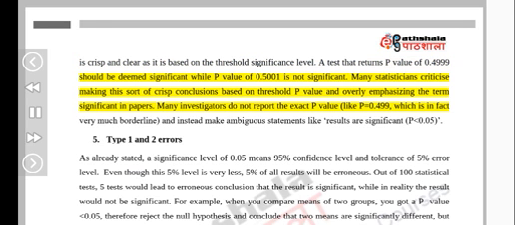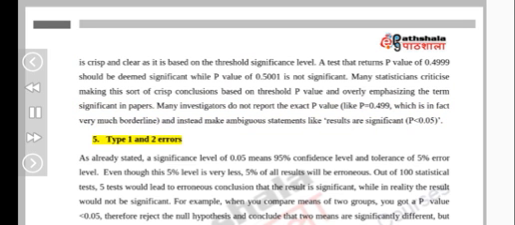Many statisticians criticize making this sort of crisp conclusions based on threshold p-value and overly emphasizing the term significant in papers. Many investigators do not report the exact p-value, like p equals 0.499, which is in fact very much borderline, and instead make ambiguous statements like, results are significant, p less than 0.05.